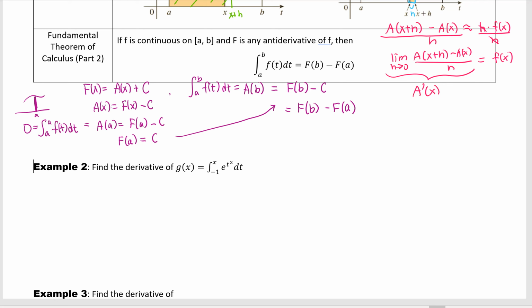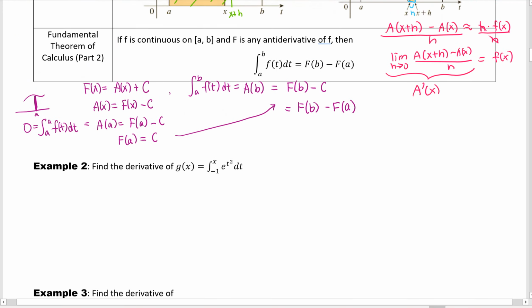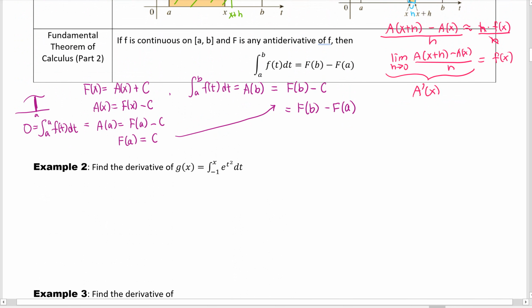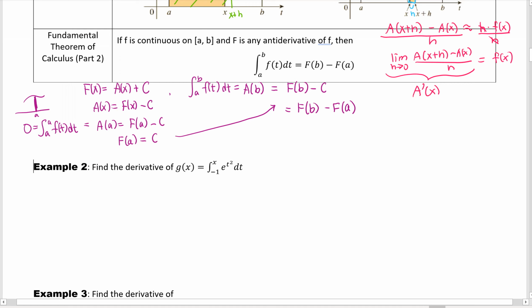Now let's see how we use those theorems to work on our examples. Okay, so example 2. Find the derivative of g of x equals the definite integral from -1 to x of e to the t squared dt. So by the way, we are not able to integrate e to the t squared dt.